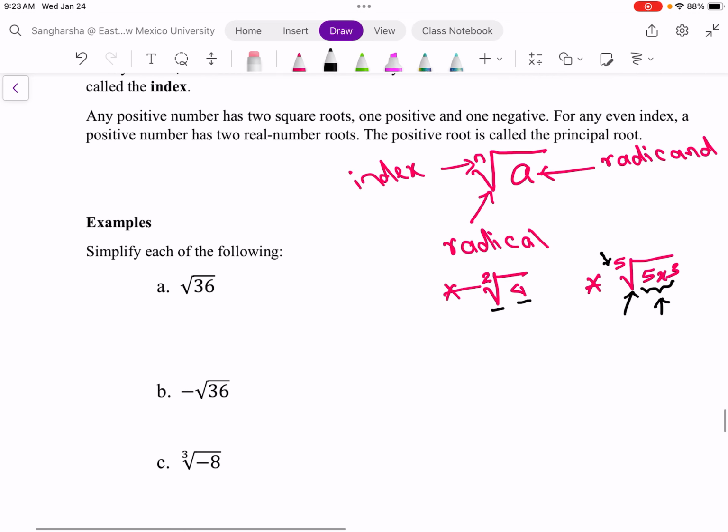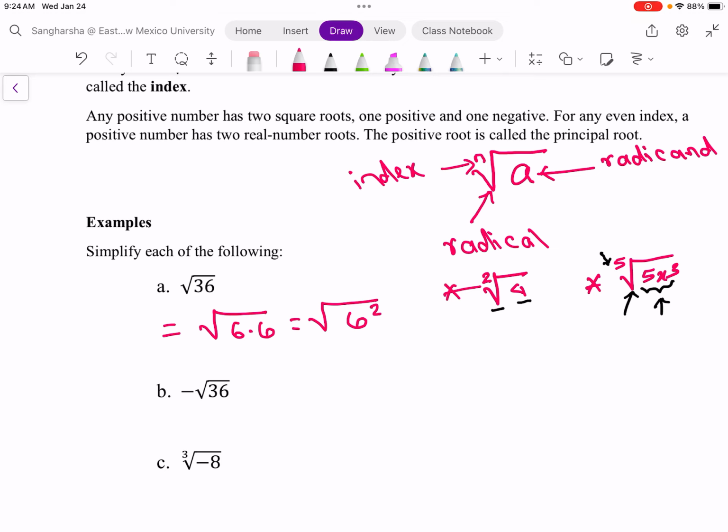Here we have to simplify each of the following radical expressions. We have the square root of 36. You all know the square root of 36 is 6, right? What we can do is rewrite the square root of 36, and 36 is 6 times 6. We all agree 36 is 6 times 6. We can rewrite this as 6 squared, since 6 has been multiplied 2 times.